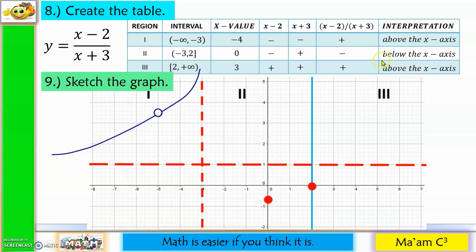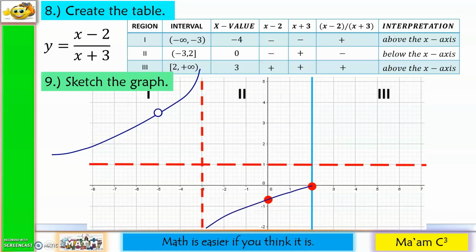Now for region 2, it says here the graph should be below the x-axis. So here is region 2. The graph should be somewhere here. I have a vertical asymptote. I should pass through the y-intercept as well as the x-intercept. So let us graph.